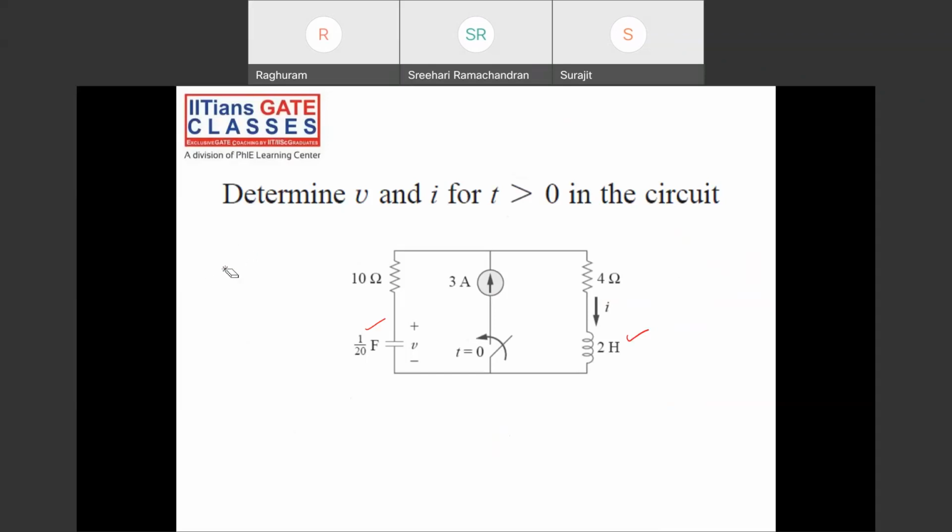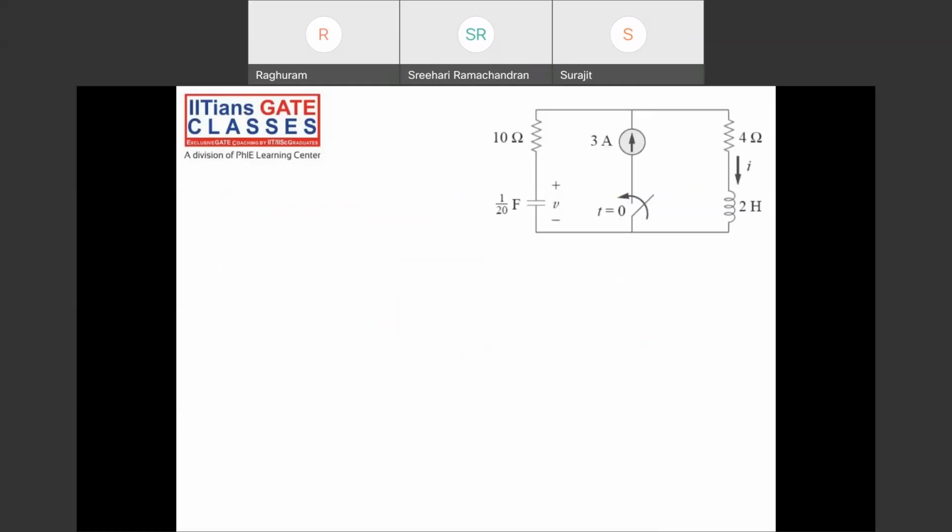Now, I want to convert this into a Laplace domain circuit. For doing this, you don't have to calculate V of zeros and V of infinities. You need to calculate V of zero and I of zero. No need to find out the time constants. Rather, you can find the time constant and verify it if you want. This is the circuit, and I want to convert this into S domain.